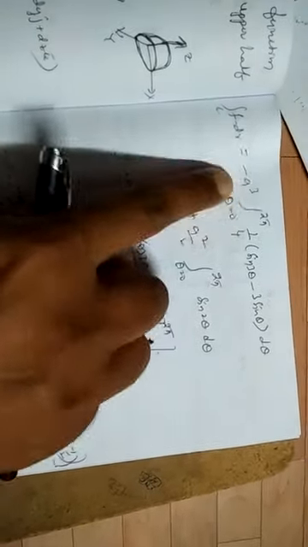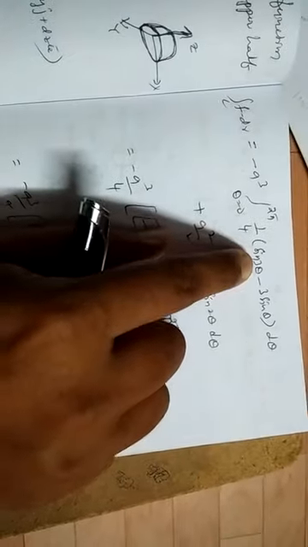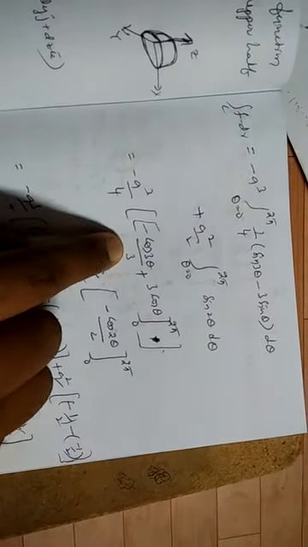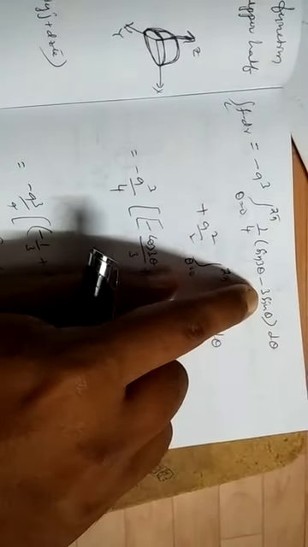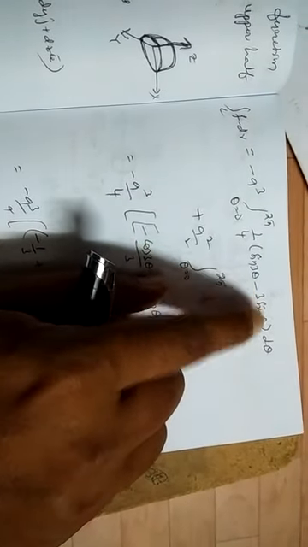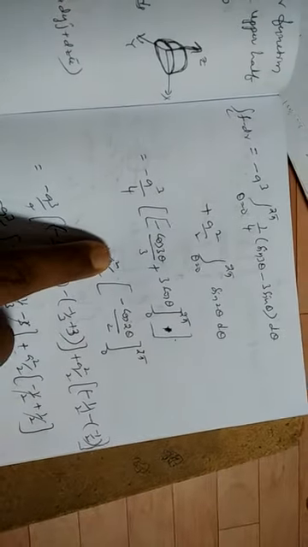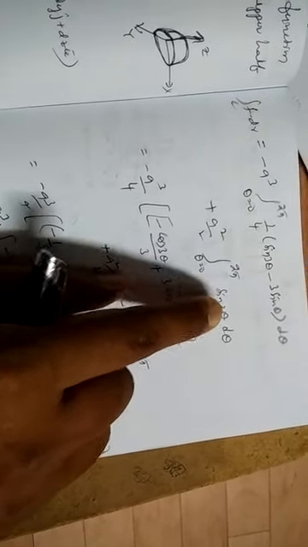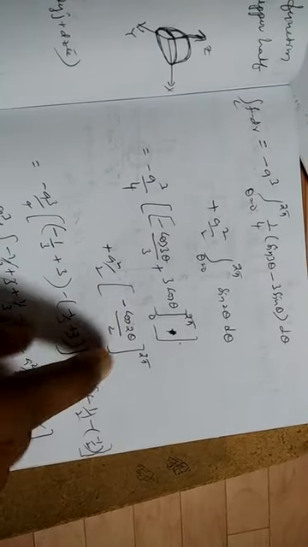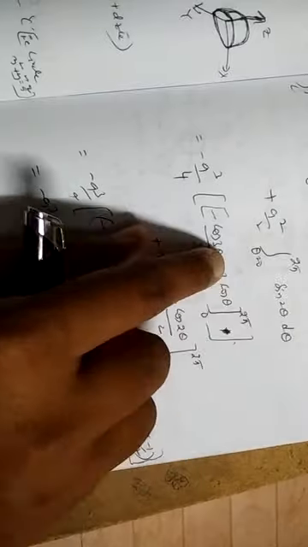Now the integration: a cubed by 4 times the integral of sin 3 theta, which is minus cos 3 theta by 3, plus minus 3 into the integral of sin theta, minus cos into minus becomes plus 3 cos theta, with limits 0 to 2 pi. Plus a squared by 2 into the integral of sin 2 theta, which is minus cos 2 theta by 2, from 0 to 2 pi. Now apply the limits, upper limit minus lower limit.